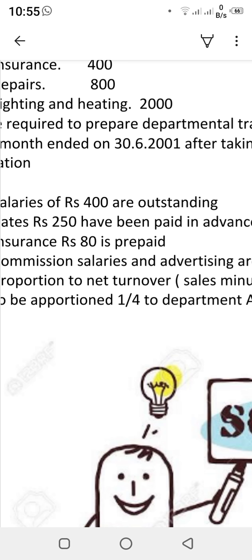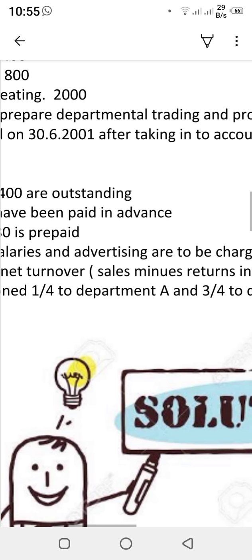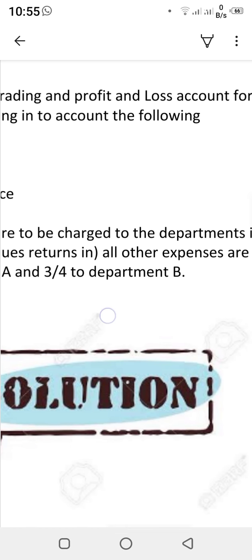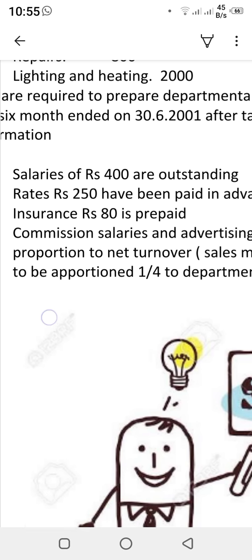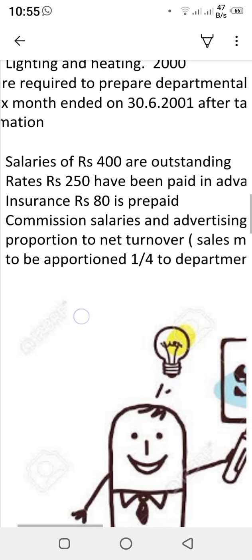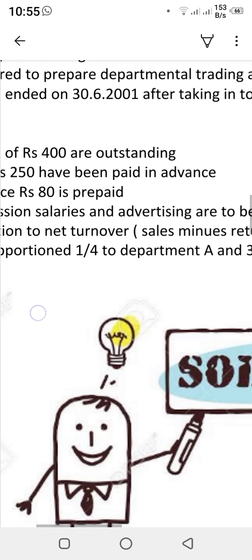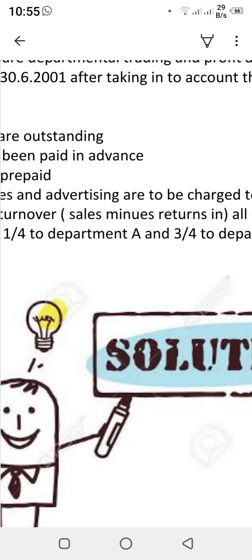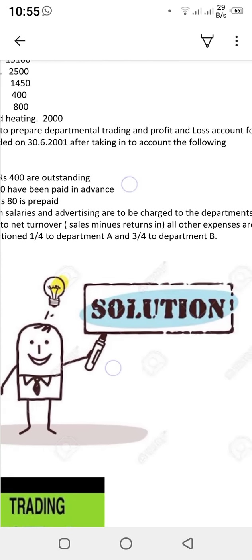What does net turnover mean? They show it in a bracket, sales minus return inwards. When you deduct return inwards from the sale, you will get net turnover, and you have to divide these three expenses according to that turnover. All other expenses are to be apportioned. All other expenses will be divided among department A and department B in proportion of 1/4 and 3/4. This was the whole question.